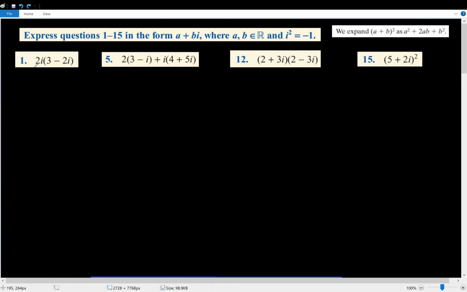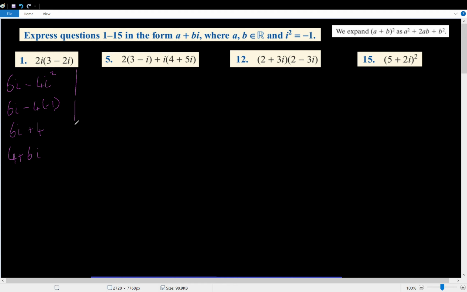So we're going to start off with question 1 where we have 2i times 3 minus 2i. So 2i times 3 is just going to be 6i. And 2i times minus 2i is going to be minus 4i squared. Now the question at the top here gives us a hint on this. It says that i squared is equal to minus 1. So what we get next is 6i minus 4 times minus 1, which is going to give us 6i plus 4, or to write it in the form that they asked us to, that is 4 plus 6i, like that. So that's question 1.